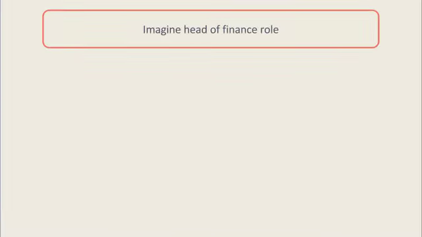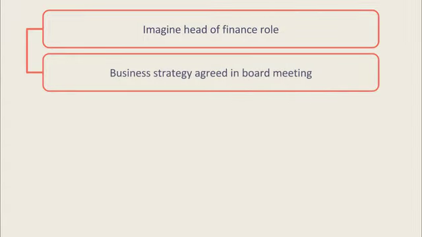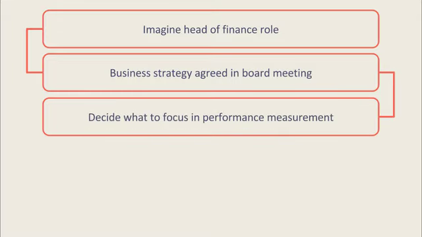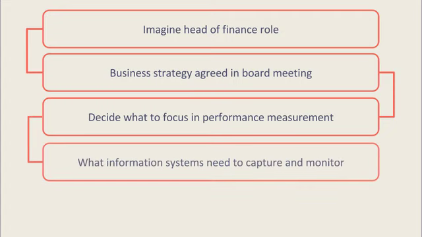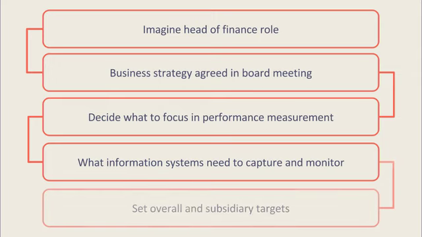Imagine you're the head of finance in an organisation. You just attended the board meeting where you agreed the business strategy. You would then use this to help you decide what our focus should be in terms of performance measurement. This will therefore inform what our information systems need to capture and monitor, and the overall targets that can be used as a basis for setting subsidiary targets and individual objectives.